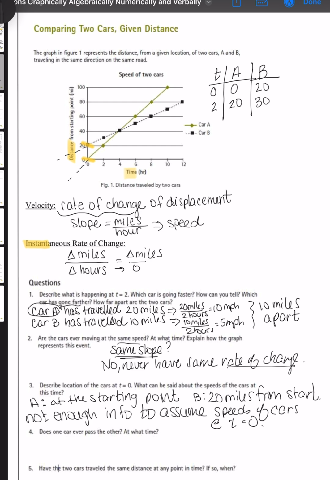Does one car ever pass the other, and at what time? So car A is definitely going faster this entire time, right? Car A, let's go back to question 1. Car A is traveling at 10 miles per hour, and car B is traveling at 5 miles per hour. Why are they traveling so slow? I don't know. I did not make this model. I just think that this is a great model to kind of get you guys used to reading these graphs.